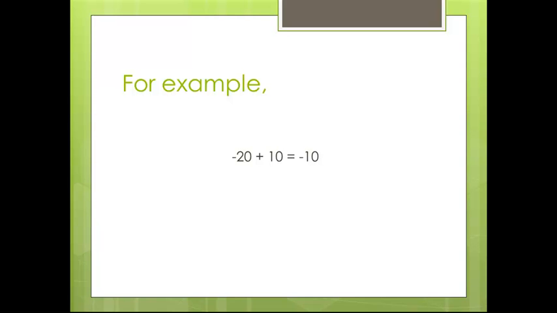For example, if you have negative 20 plus 10, you're going to subtract the smaller number from the larger number. So you're going to take 10 away from 20. 20 minus 10 is 10. And you're going to give it the sign of the larger number, which is negative. So the answer is negative 10.